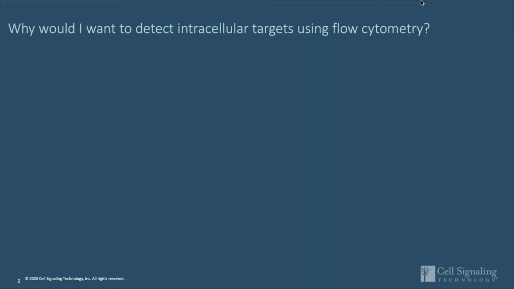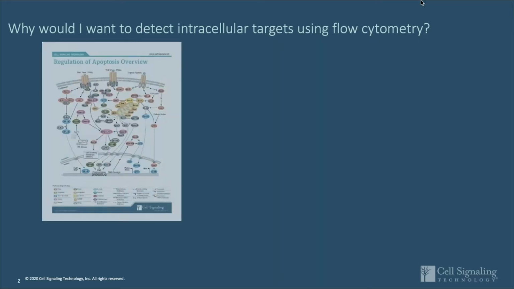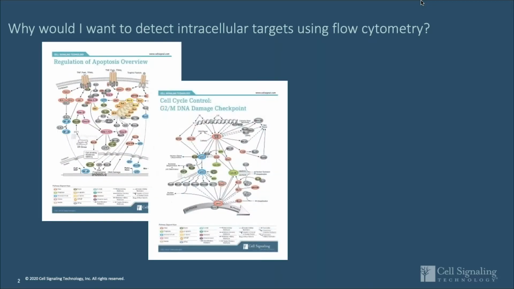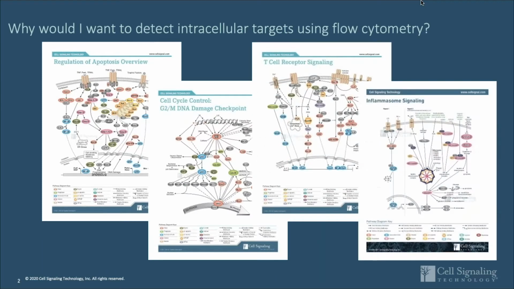Intracellular targets, on the other hand, have been largely studied by other techniques like Westerns or microscopy-based techniques. So why might one want to consider bringing intracellular targets to a flow cytometry experiment? Well, intracellular targets regulate lots of major cell processes like apoptosis, cell cycle progression, and others.